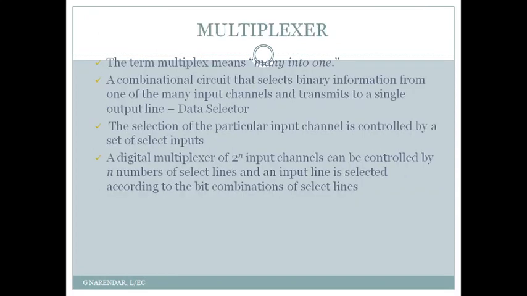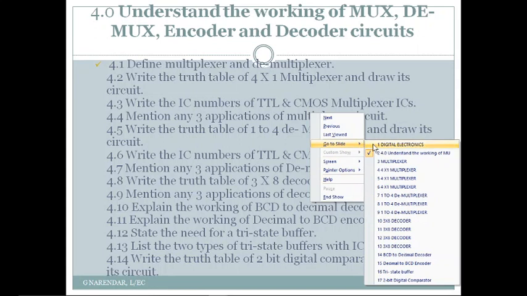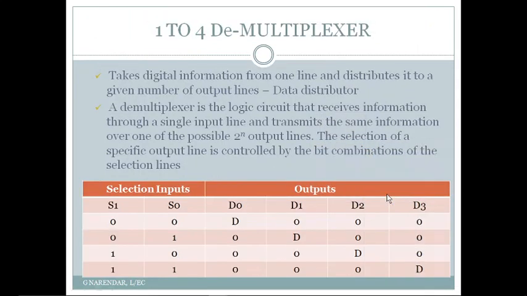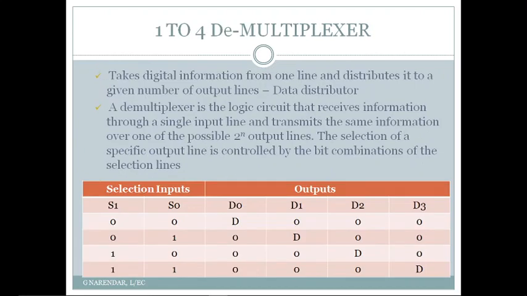So before going to see exactly what a 1 to 4 demultiplexer is, we'll see what a demultiplexer is and what the function of a demultiplexer is. A demultiplexer is a combinational logic circuit which takes digital information from only one single line and distributes it to a given number of output lines.